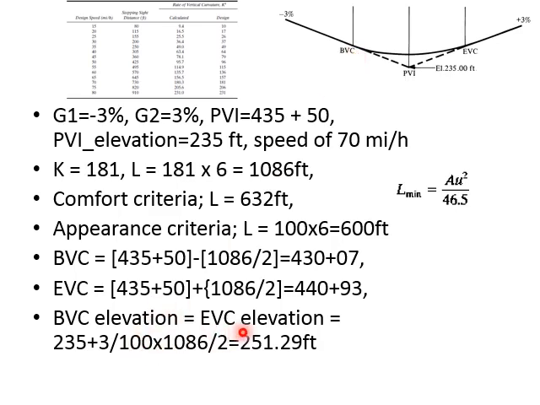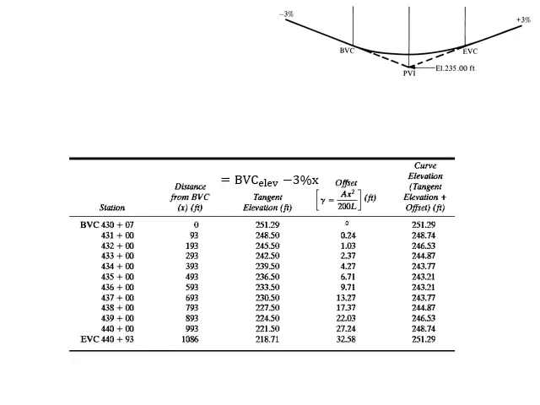So the elevation of BVC will be equal to the elevation of EVC in this case only, and it will be equal to the PVI elevation of 235 feet plus, because you are going up 3%, so 3 by 100 into the distance, which is half of the length. So the elevation of BVC and EVC is 251.29 feet. Now you can calculate the elevation of the rest of the points using this table here.